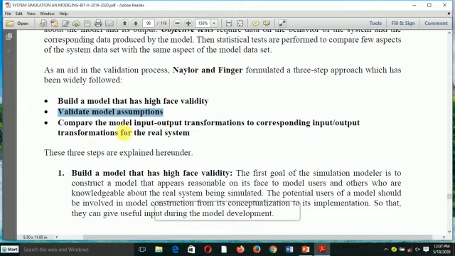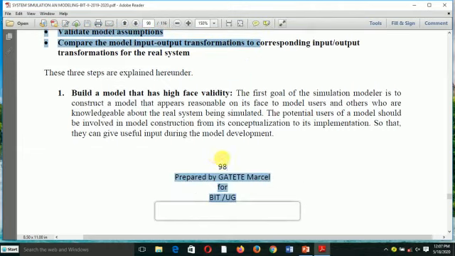You have to compare the model input output transformation to the corresponding input output transformation of the real system. You have to put the input and output in your model and see if they correspond with the input output of the real system. So whatever you have done in your model, the same can be applied to the real system and provide the same output.